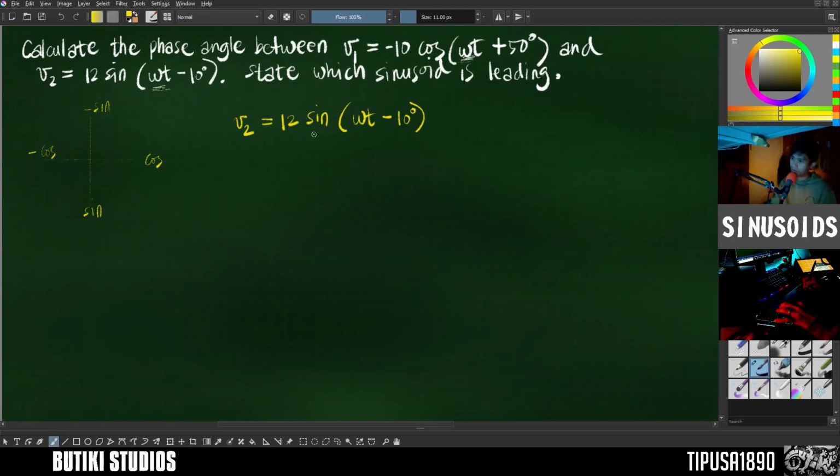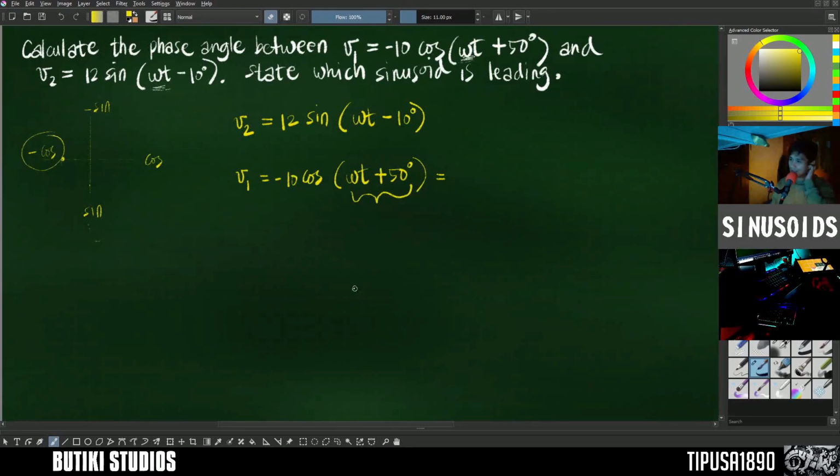This for me is already perfect because it is positive. So I will be changing V1, which is negative 10 cosine omega t plus 50 degrees. This is the original angle. I will make it 10 sine. Okay, so this is now the tricky part. This part is a bit confusing because, as I mentioned earlier in my example about this quadrant: positive cosine, negative cosine, positive sine, and negative sine.